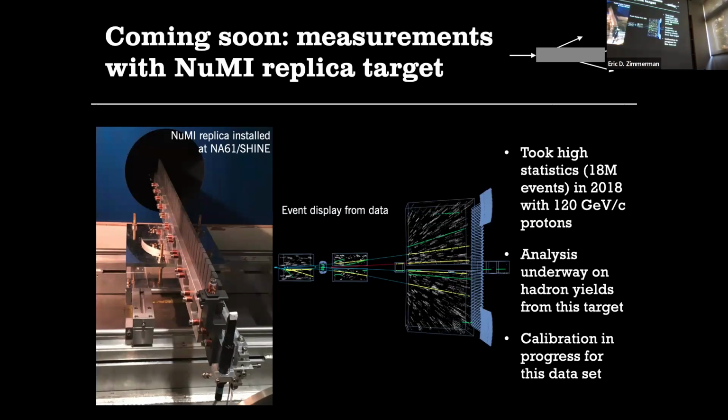We took data on a replica of the NuMI target a few years ago. This is the NuMI target in the NA61 beam. The NuMI target has a very exotic geometry. It is not a cylinder. It's produced with these fins, most of which are horizontal, but one is vertical. And the beam actually just skims the top of this target. So it's very non-azimuthally symmetric, which adds complication for us. The calibrations are still in progress on this data set. I hope we get results pretty soon.